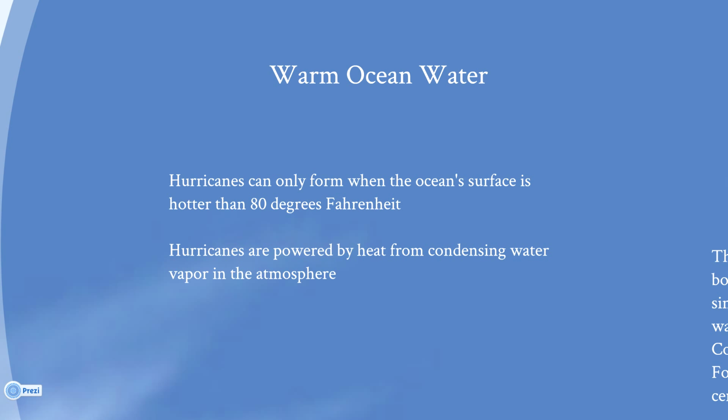One of the three things that a hurricane needs to form is warm ocean water. Hurricanes can only form when the ocean's surface is hotter than 80 degrees Fahrenheit. Also, hurricanes are powered by heat from condensing water vapor in the atmosphere.